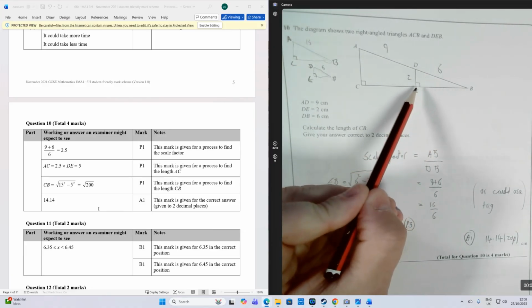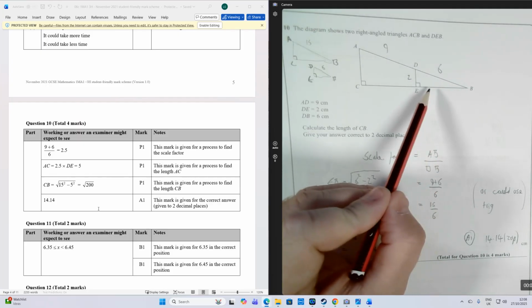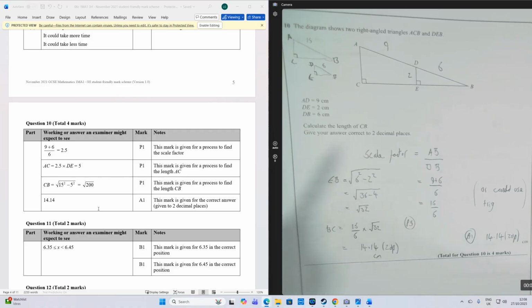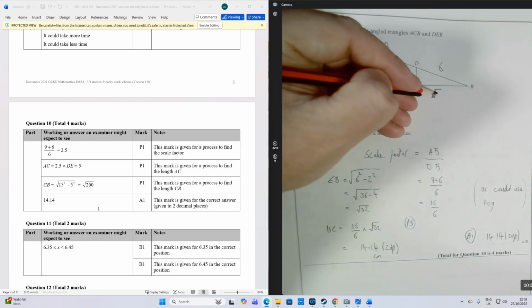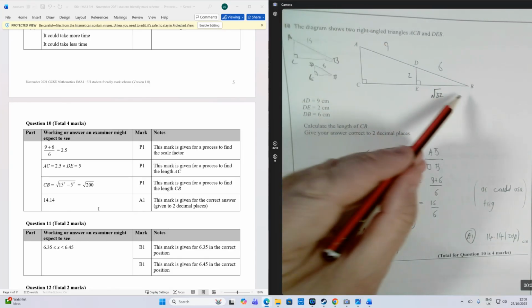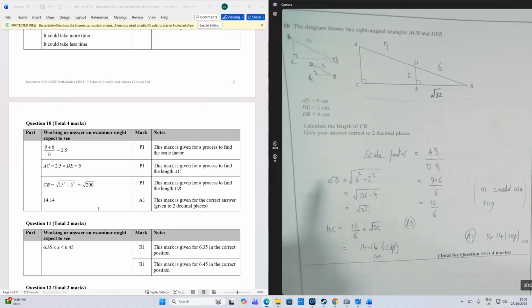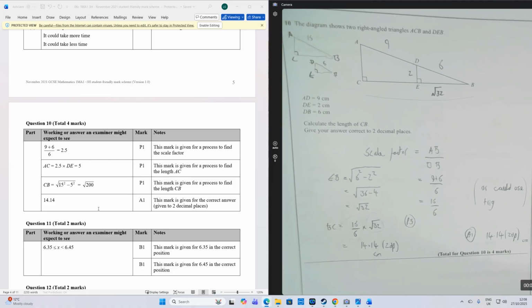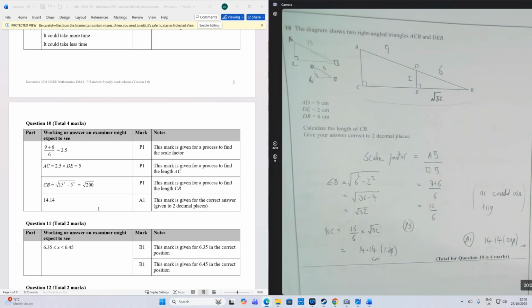In this triangle, we can work out the length of EB using Pythagoras' theorem. So using Pythagoras' theorem, we can work out that length, and that is going to be 6 squared take away 2 squared, equal to root 36 take away 4, so root 32. So that length is root 32. So in order to find the longer side that we need, it's going to be root 32 times the scale factor. So we times that together, and that gives us 14.14. So the answer there for question 10 is 14.14.